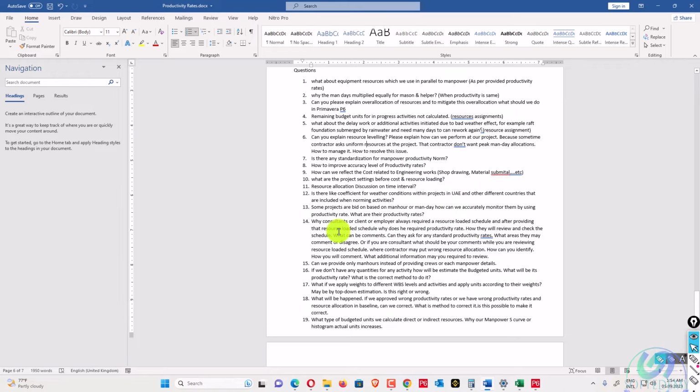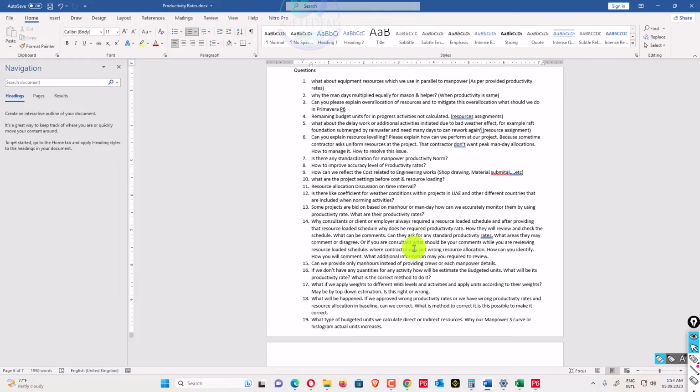Why do consultants, clients or employers always require a resource loaded schedule, and after providing that resource loaded schedule, why do they require productivity rates? How will they review and check the schedule, what can the comments be, can they ask for any standard rates, and what areas may they comment on or disagree with? Or if you are a consultant, what should your comments be while you are reviewing a resource loaded schedule, where a contractor may put a wrong resource allocation, how can you identify it, how will you comment, and what additional information may you require to review? This is a big question, and I will answer it.